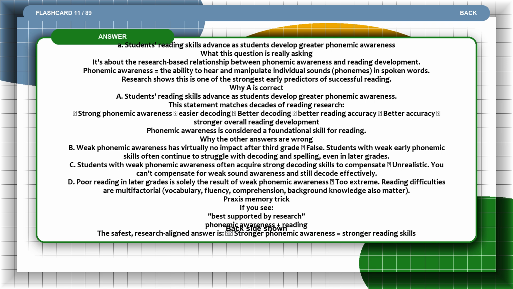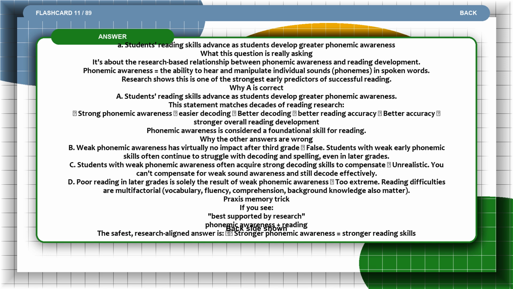Check mark: strong phonemic awareness, arrow, easier decoding. Check mark: better decoding, arrow, better reading accuracy. Check mark: better accuracy, arrow, stronger overall reading development. Phonemic awareness is considered a foundational skill for reading. Why the other answers are wrong. B. Weak phonemic awareness has virtually no impact after third grade. Cross mark, false. Students with weak early phonemic skills often continue to struggle with decoding and spelling, even in later grades.